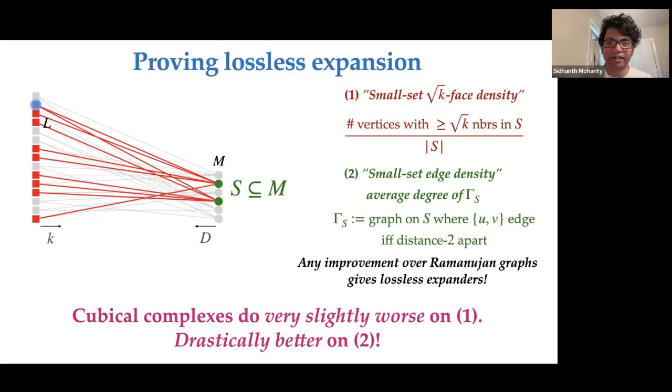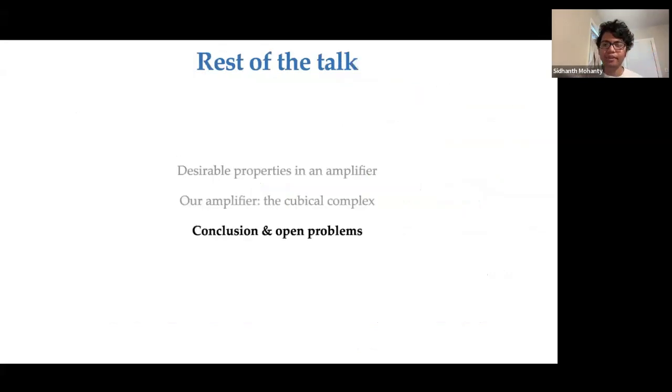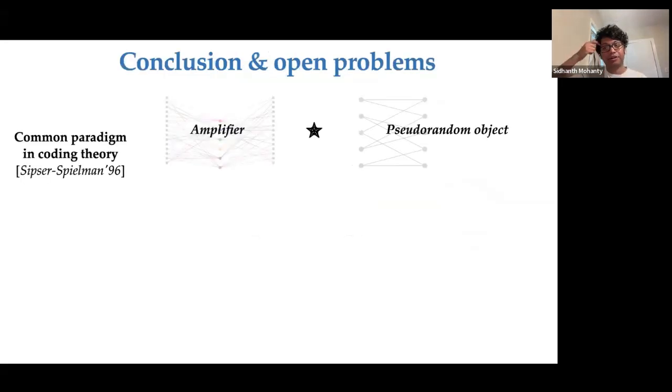And yeah, that's it for the technical portion of the talk. So now I'll just have a slide where I'll give some concluding thoughts and some open problems. So, one of the main takeaways of this talk is there's a pseudo-random object that we were after, which is lossless expanders. And the way we approached this was by using some kind of product between an amplifier and a small version of the same pseudo-random object.